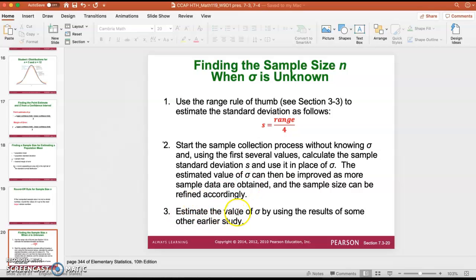And we can also estimate the value of the population standard deviation by using the results from some earlier study. So essentially just using some intuition if we really need to, but being able to actually calculate a sample standard deviation will be best, or using the range rule of thumb.